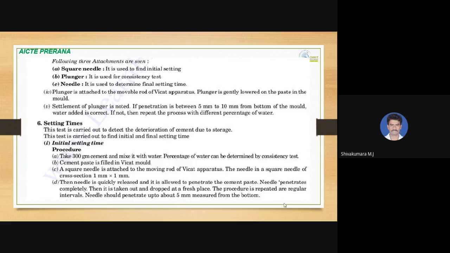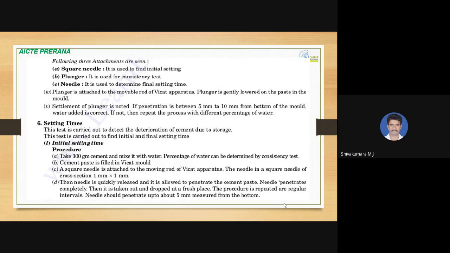Okay. So here also 300 grams of cement we are going to take, and we have to take water 0.85 times the normal consistency value. That much amount of water we take, mix it properly, gauge it properly, and then fill it in the Vicat mold in a standard manner and place this mold below the Vicat apparatus. It will have a special needle for IST, a 1 mm by 1 mm cross-section square needle.